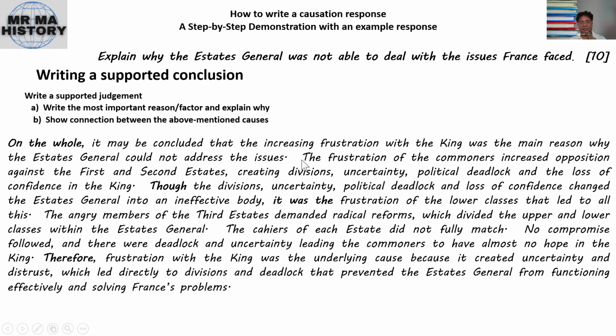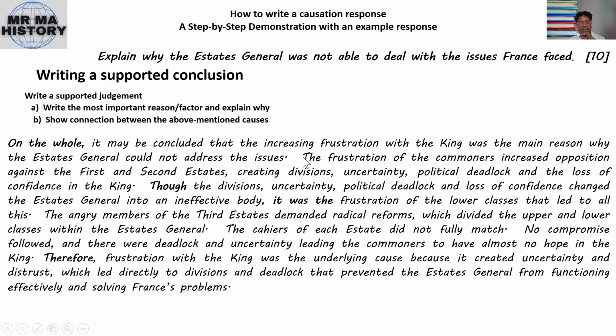Now, why was it the main reason? Look at the next sentence. The frustration of the commoners increased opposition because it increased the opposition against the first and second estates. That created divisions, uncertainty, political deadlock, and the loss of confidence in the king. So what I have tried to do here is give the judgment by mentioning the most important reason, and also show why the growing frustration was the major reason.